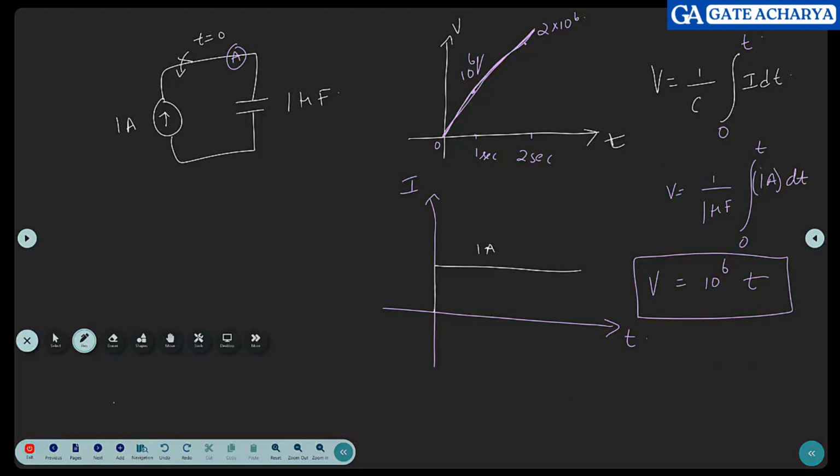So what did I do? I just started with a simple capacitor. I introduced it. I connected a voltage source. I turned on the switch. I connected a current source. I turned on the switch. I'll just do one more, then we'll move on to an inductor.